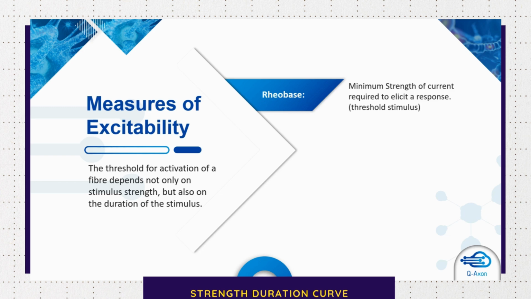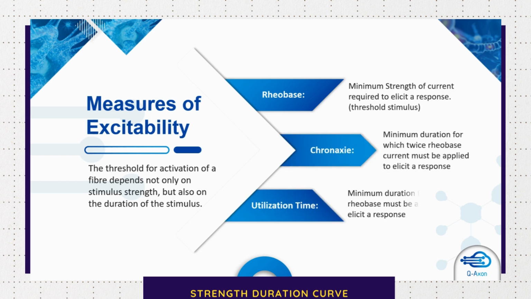So there are two time measures we define, chronaxy and utilization time. If a tissue is highly excitable, then you have to apply the Rheobase for only a short duration of time. So the minimum duration of time for which you apply the Rheobase in order to elicit a response is called utilization time. However, in practice, this is a very small duration of time. Even the Rheobase is a very small current strength. So we prefer applying twice the Rheobase current because that is more practical.